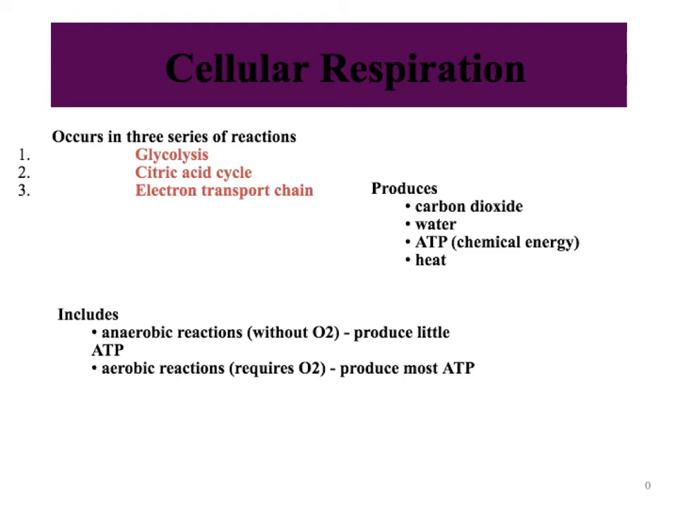Cellular respiration is the process used to produce those ATP molecules. Cell respiration occurs in 3 steps: glycolysis, the citric acid cycle, and the electron transport chain. Producing carbon dioxide, water, and that ATP, which is a form of chemical energy, also produces a large amount of heat that is generated in our body.